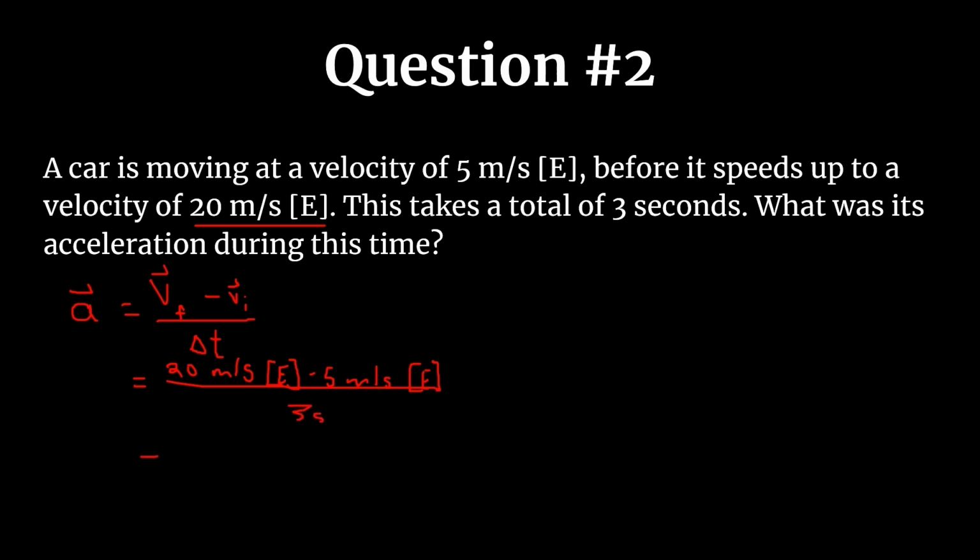In the numerator, you should get 15 meters per second east divided by 3 seconds. And then you should get an acceleration of 5 meters per second squared east.